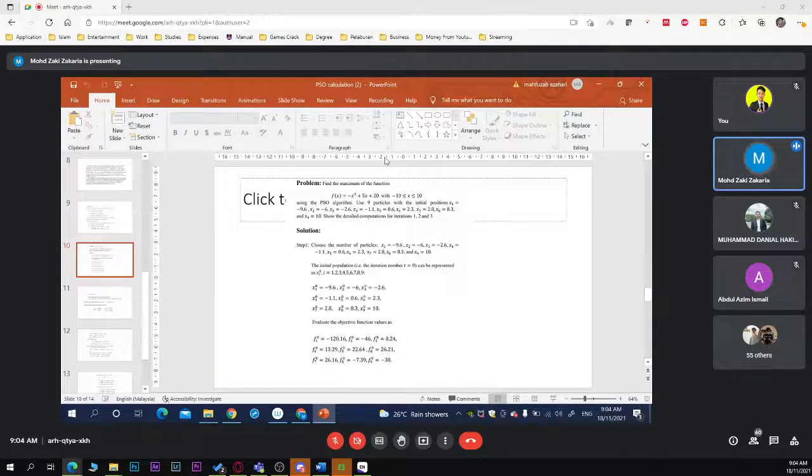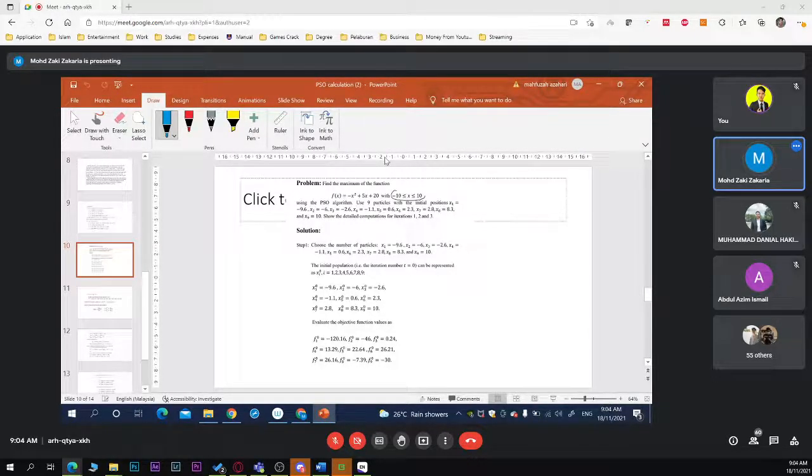So we have nine particles or 9 birds with initial position. Usually for the first iteration, we put the position randomly. So here we set the range of position between minus 10 and 10. That's why x1 to x9 range between minus 10 and 10 by random. So how to find the maximum value for this function using particle swarm? Clear the question?